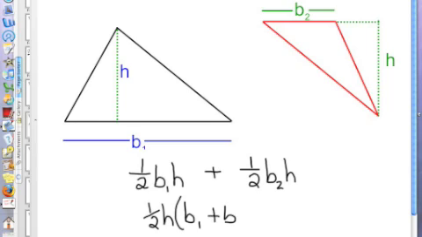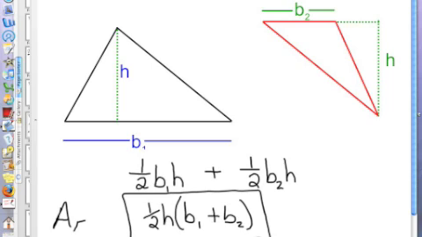And you have the formula for area of a trapezoid. Can we draw it up? Now you can go. Every trapezoid is made up of 2 triangles, and the heights are the same.